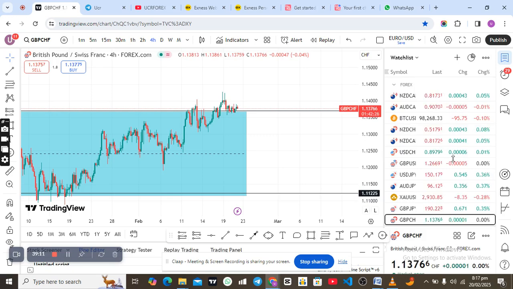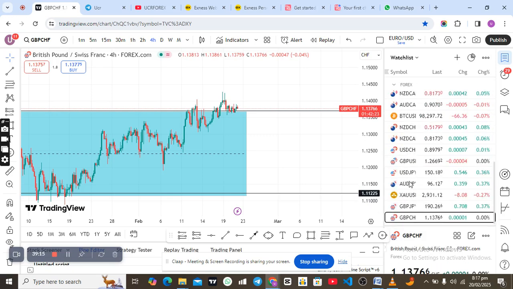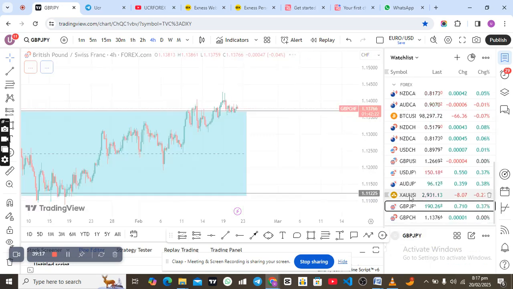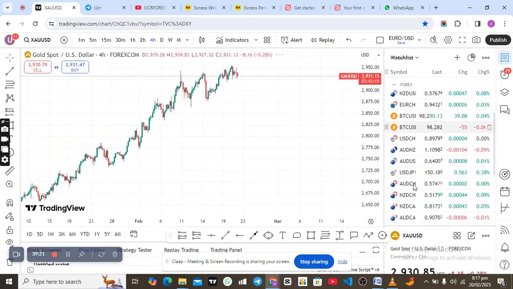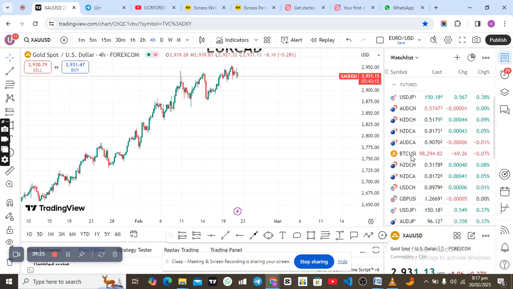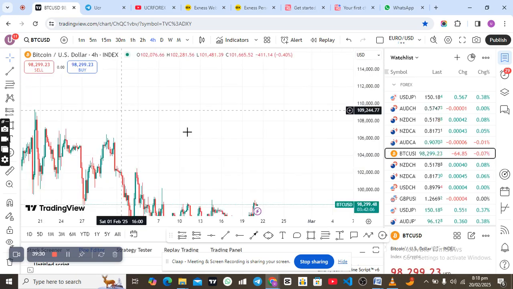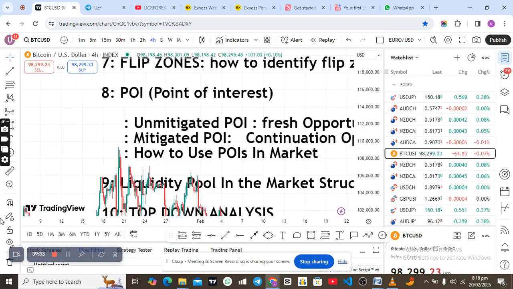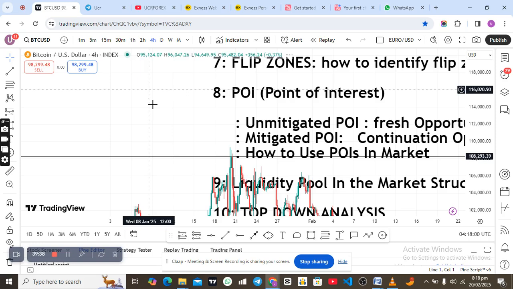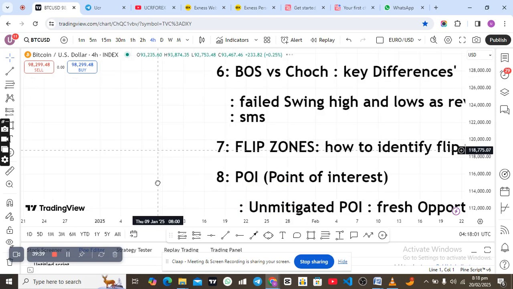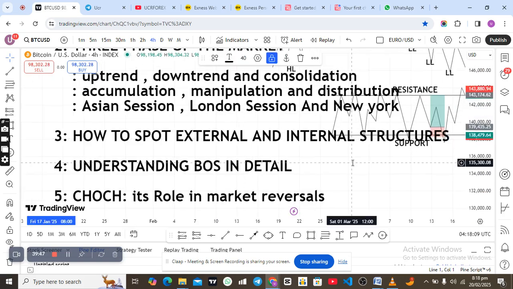We'll be talking about the next part of the very particular stuff. I think it was in Bitcoin. So I think in the next lesson we'll try to be talking about the break of structure. Okay, thank God. So in the next lesson we are going to be explaining how to spot internal structure and how to spot external structure.